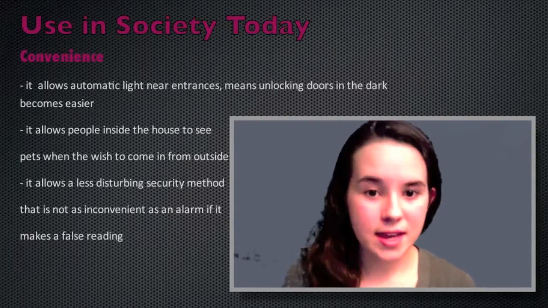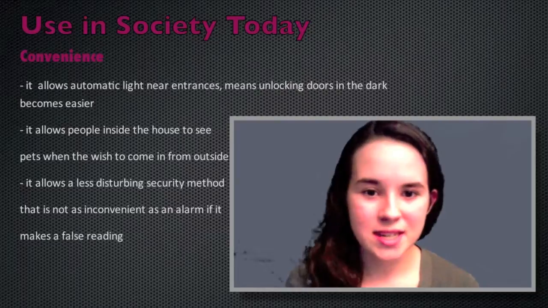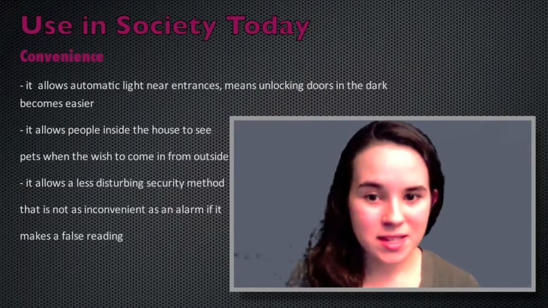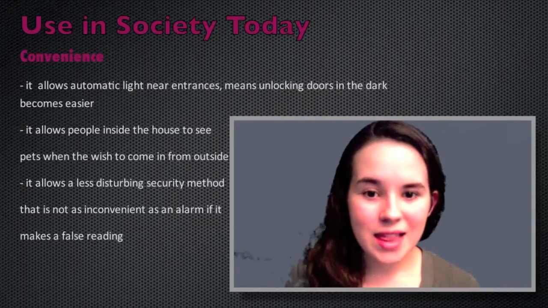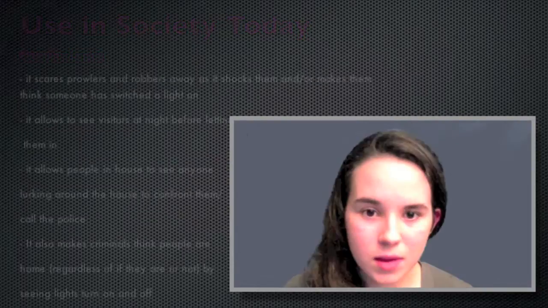Firstly, convenience. It allows automatic light near entrances, which means unlocking doors in the dark becomes so much easier. It allows people inside the house to see when pets need to come inside. It allows a less disturbing security method that is not as inconvenient as an alarm that makes a false reading.